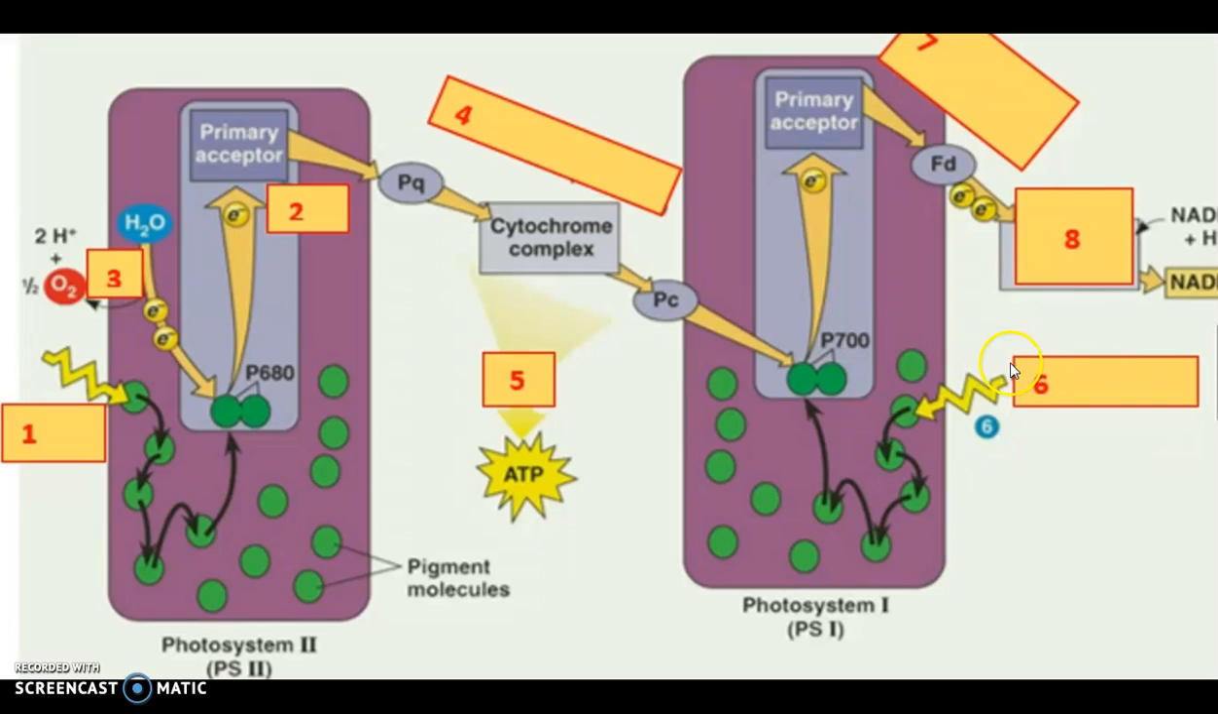Through photoexcitation, the electrons are re-energized, and then we go through an oxidation reduction reaction when we reduce NADP plus to NADPH in number 8. So we have oxidation reduction, or you could say electron transfer, and then oxidation reduction in number 8.